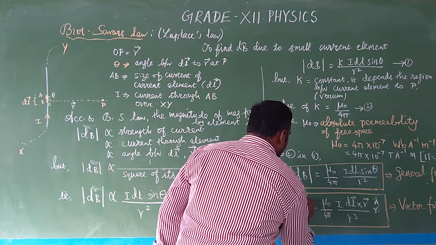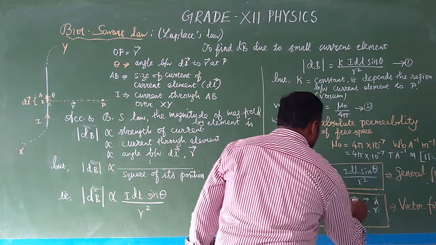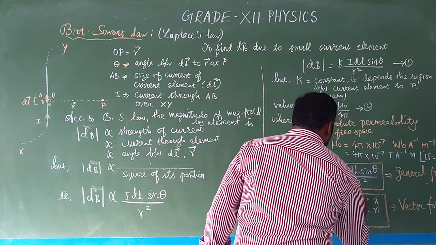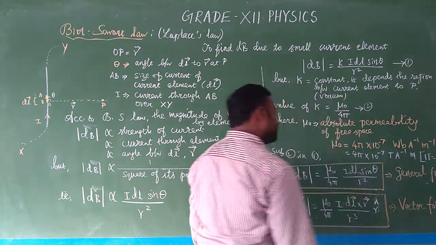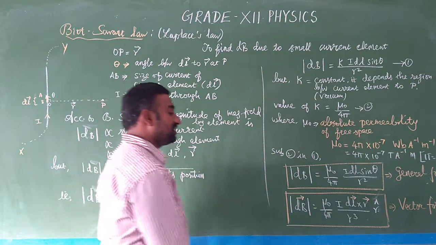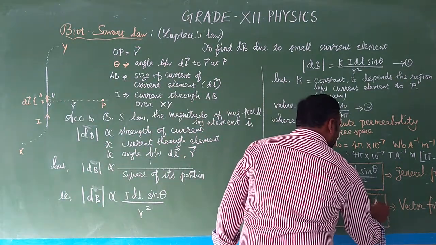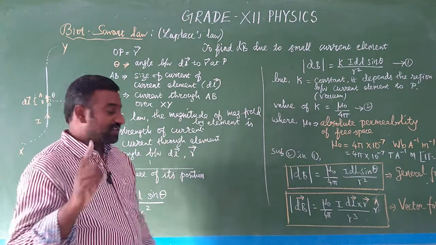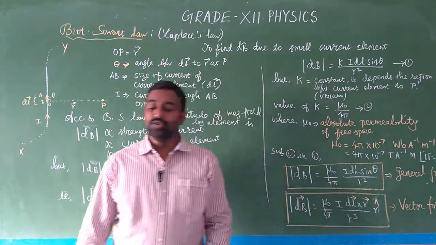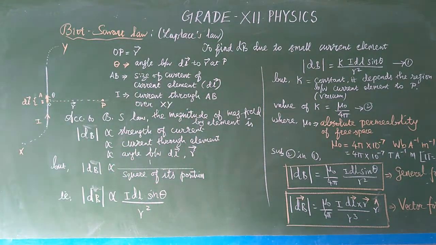So the magnetic field is produced due to the small current element, and the current element is also a vector. Then the position is a position vector. So this is a vector form, but in vector form we always have to mention the cap. That is nothing but the unit vector. Here r cap is the unit vector.